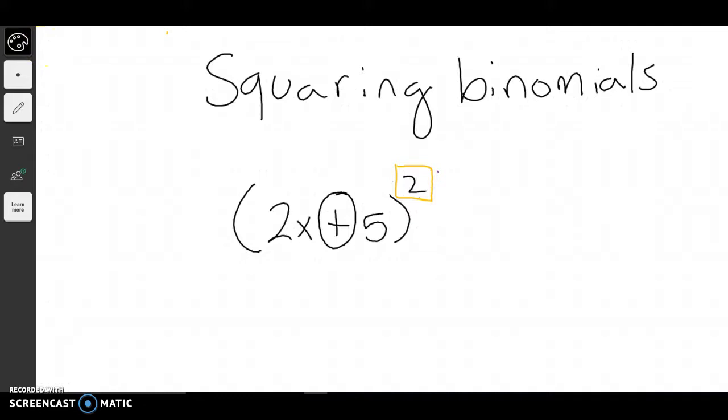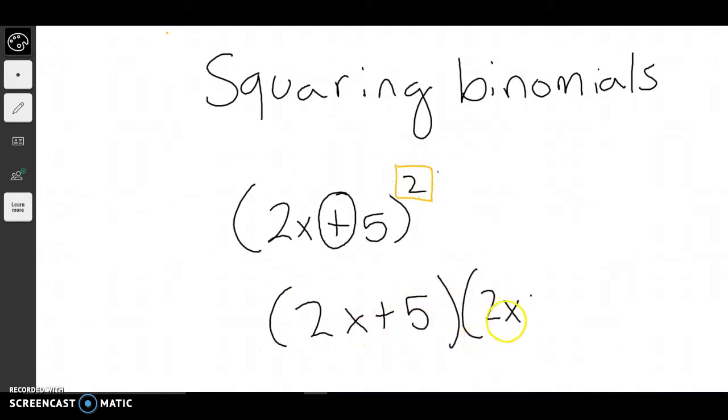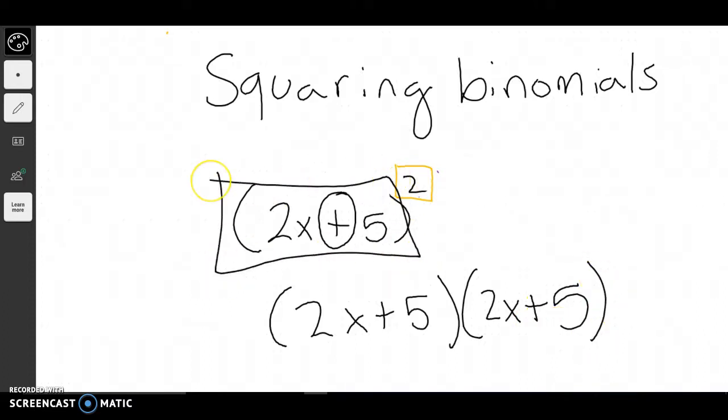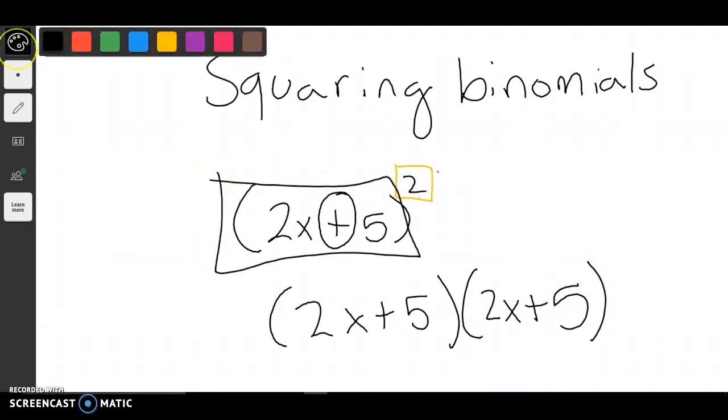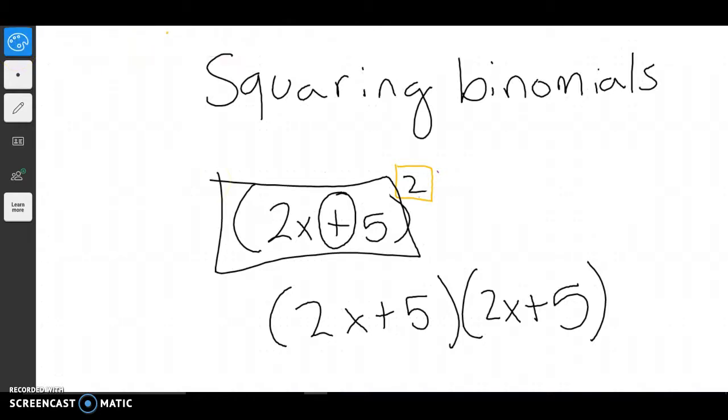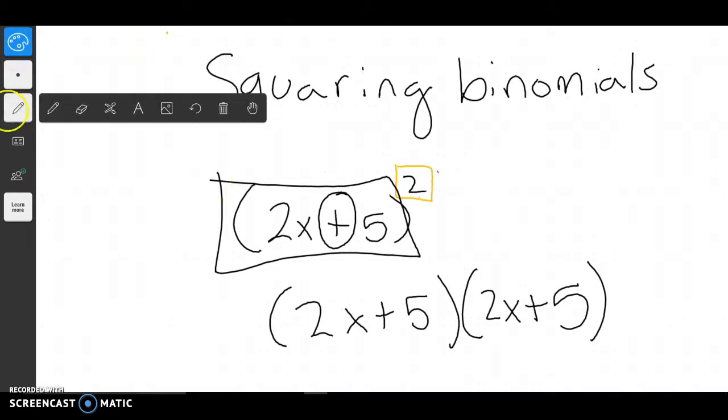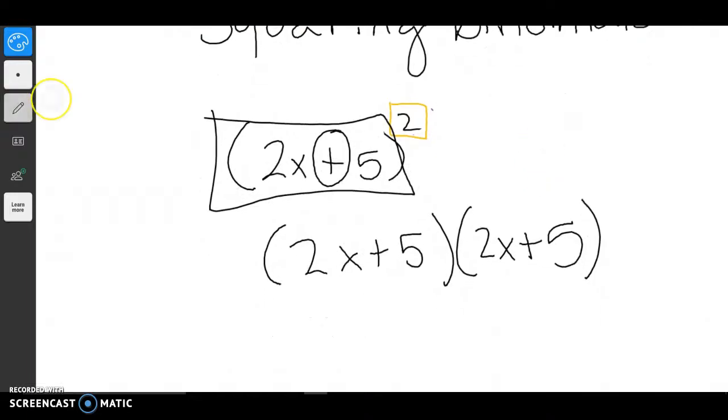Square this just means multiply it by itself. So that's all we're going to do, is we're going to multiply this thing by itself. Now that we have that, this looks like what we did on Friday with the double distribute stuff. So we could go, oh, I'm going to cover up the 5, I'm going to take the 2x, and I'm going to distribute it across.